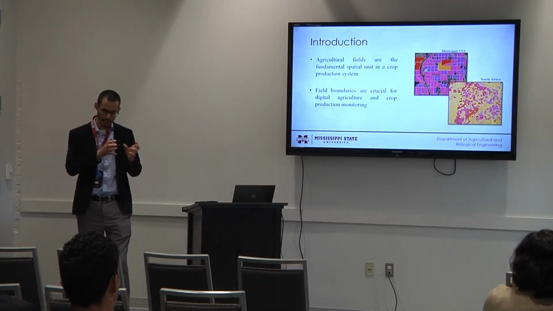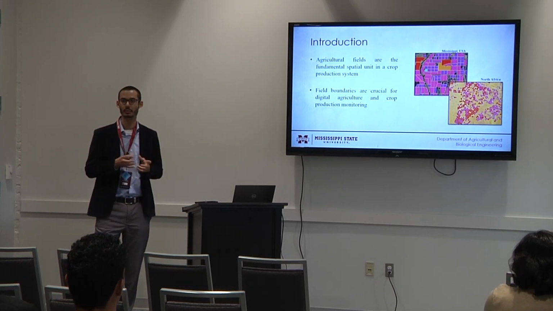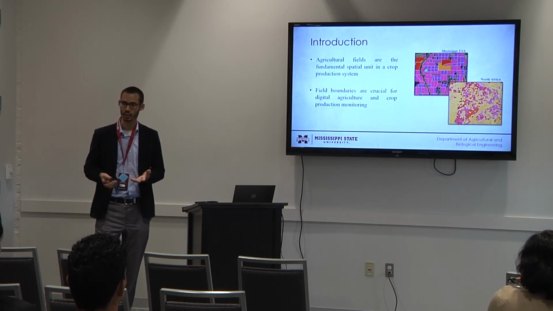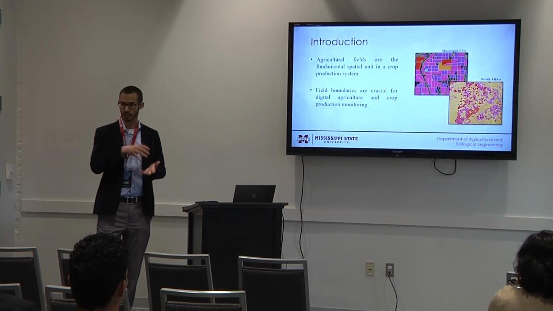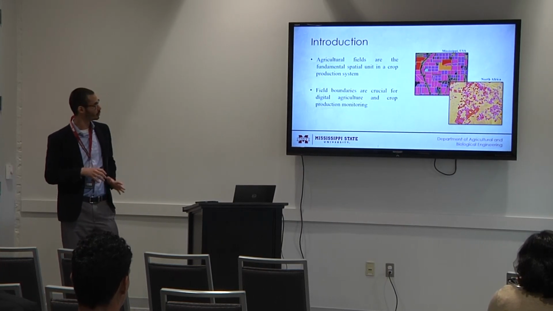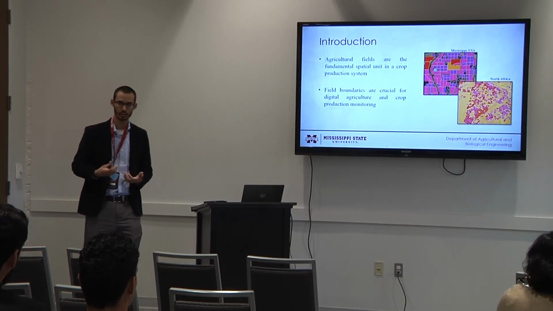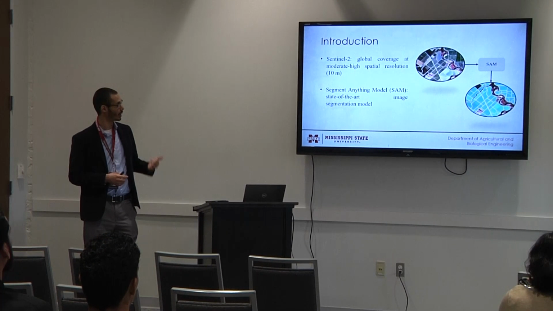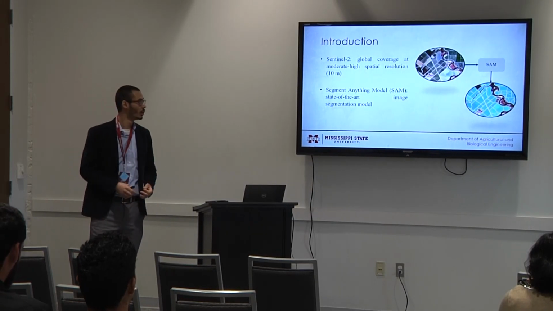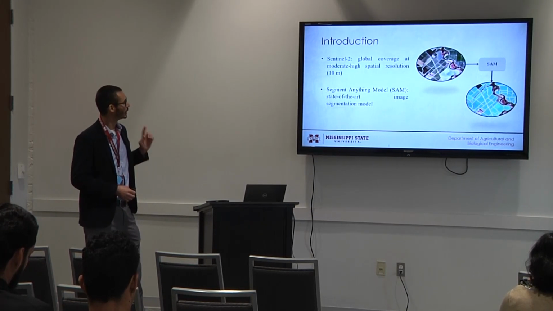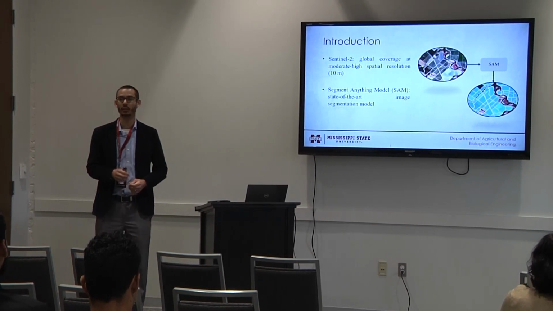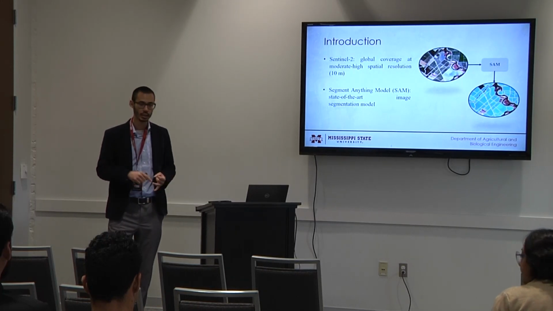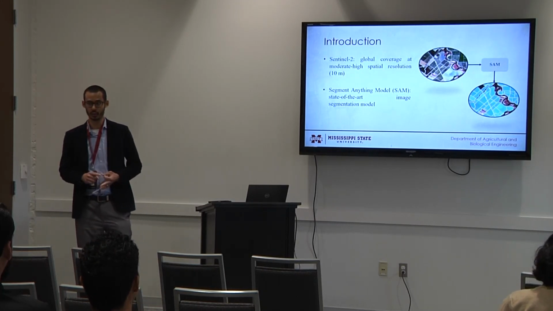Just to recall, in a crop production system, an agricultural field is basically the fundamental spatial unit, because everything happens in the field. All agronomic operations, including harvest, happen in the field. So it's very important to know the field boundaries. Extracting field boundaries from satellite images is a very good approach. We have a lot of satellites out there, but Sentinel-2 is probably one of the best options because it has global coverage, a good spatial resolution, and it is freely available.